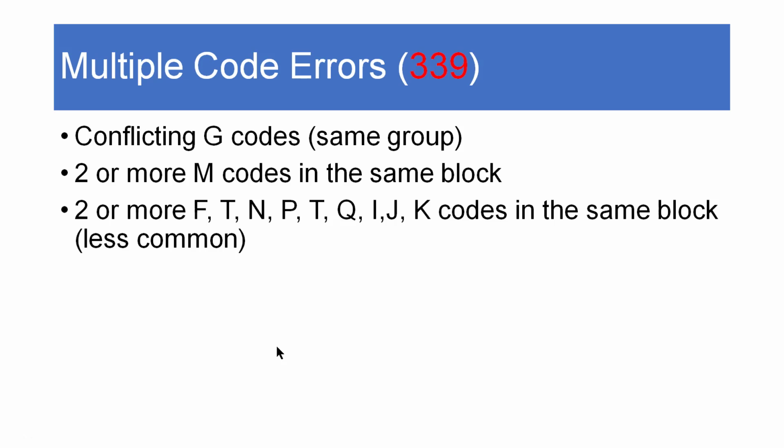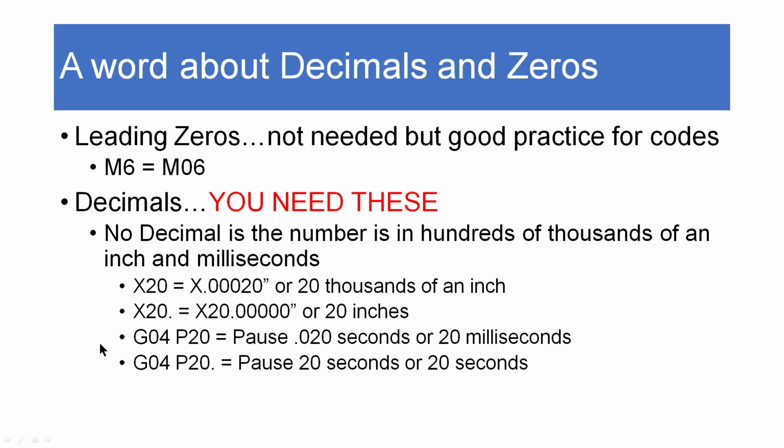You've got multiple G codes from the same group, you've got two or more M codes in the same block, and you've got two or more feed rates, tool selections. I don't know what else here. PTQ, IJK codes in the same block. Those are probably less common. You're less likely to do that. I will tell you the number one reason this happens is two M codes or two conflicting G codes. You made a mistake.